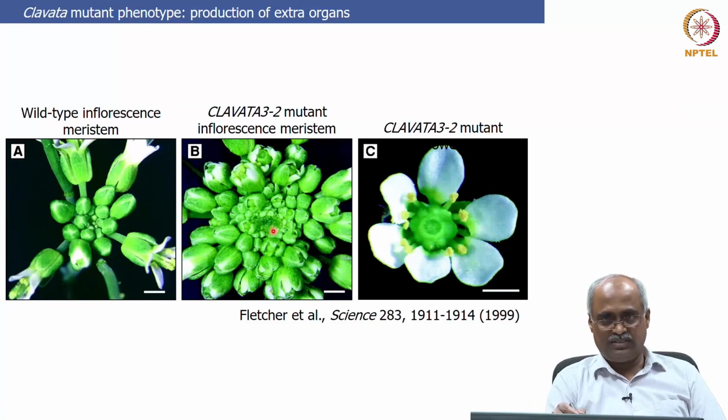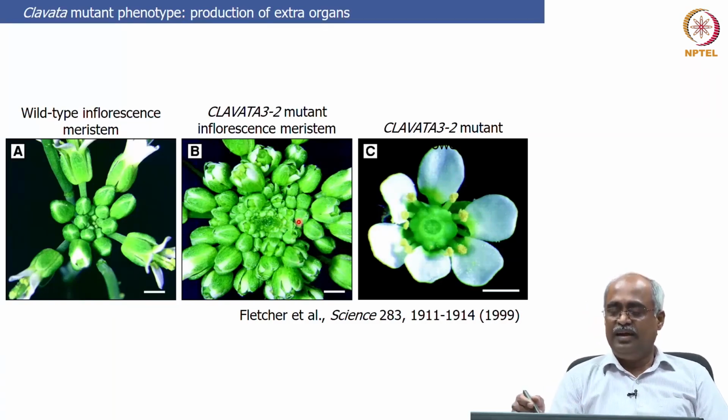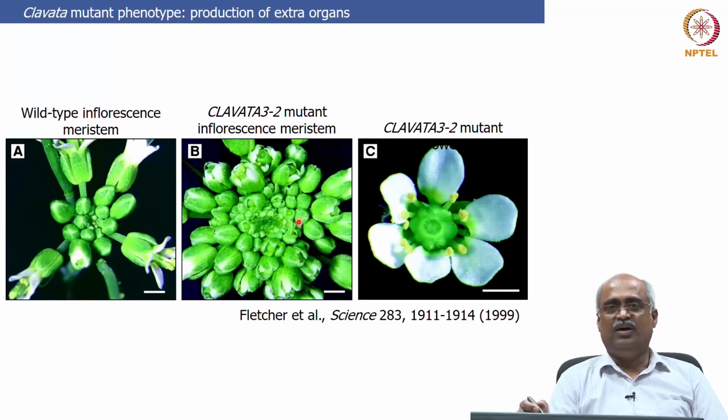We will learn in detail about inflorescence meristem, floral meristem, etc. in another few minutes. So here we saw the inflorescence meristem. What happens if it is big? If it is big, it gives rise to many more floral meristems, and as a result, you get many more flowers. And in the floral meristem, when its size is big due to the clavata3-2 mutation, then you have more floral organs produced. Inflorescence meristem defect, bigger meaning more flowers. And when you have a bigger floral meristem, it means more floral organs.